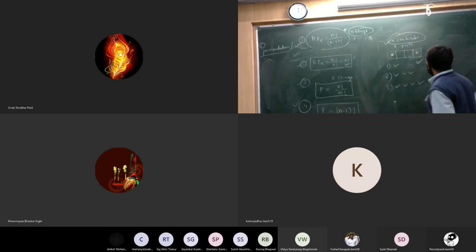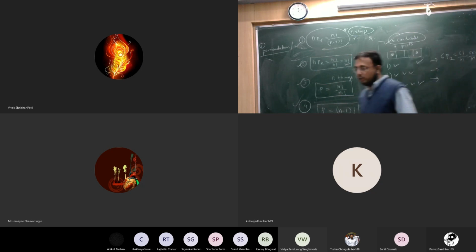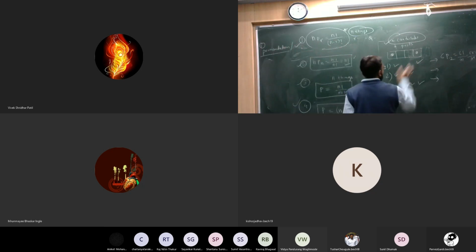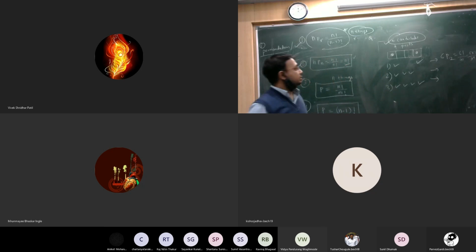So 6P2 means 6 factorial divided by 4 factorial. So that would be 6 into 5 into 4 factorial divided by 4 factorial. The answer would be 30. So 30 times is possible. The first and last position can be filled in 30 ways.